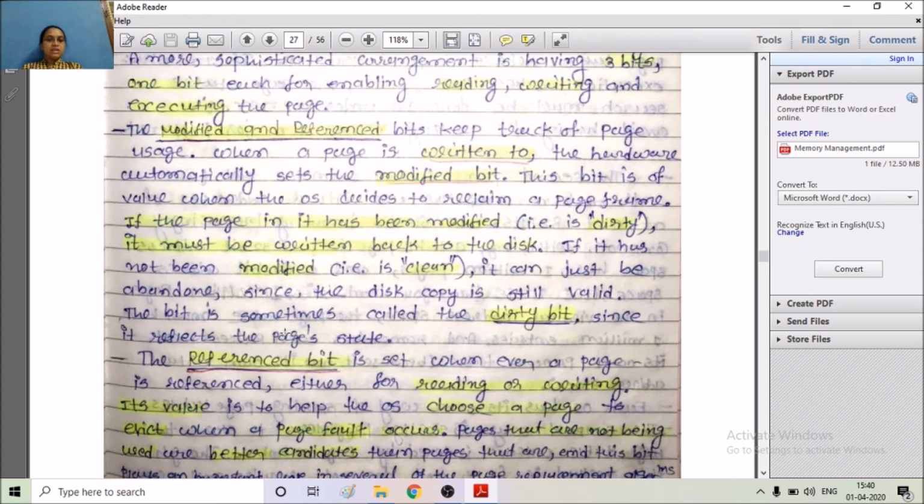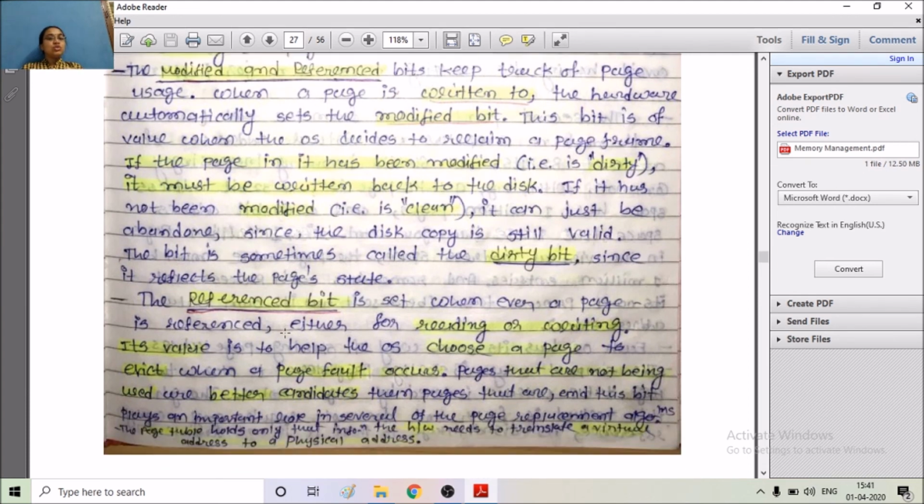The next is the reference bit. Whenever a page is referenced, either for reading or writing, its value is set to help the OS choose a page to evict when a page fault occurs. As we have discussed earlier, whenever a page fault occurs, there is a call to the OS. The OS will identify the least used page by using a page replacement algorithm and try to evict that page from the page frames, so the page frame becomes free for the new page that we want to execute. So at the time of a page fault, the referenced bit is very useful, and this bit is used in some page replacement algorithms to decide which page will be evicted.